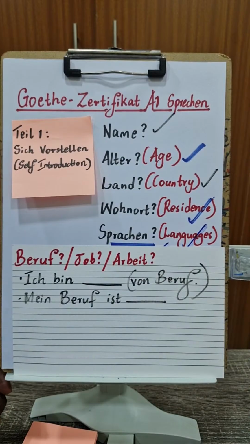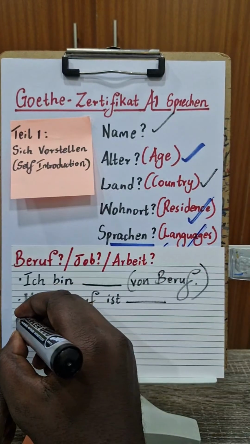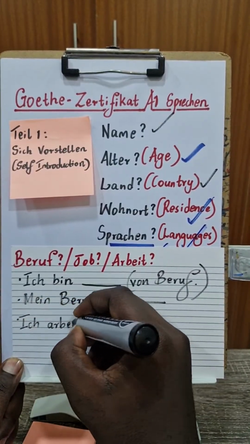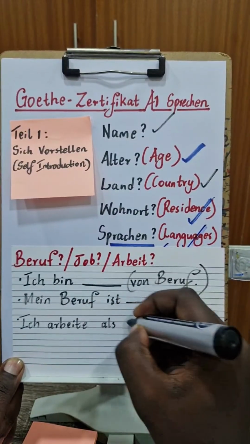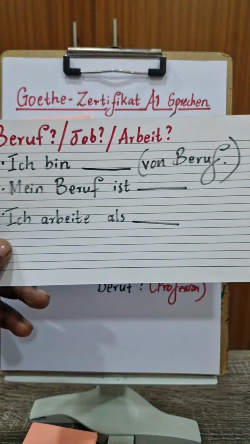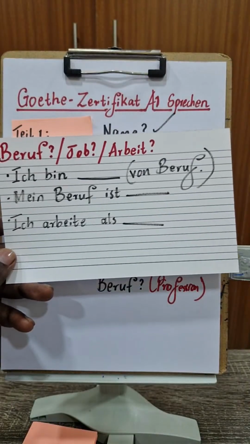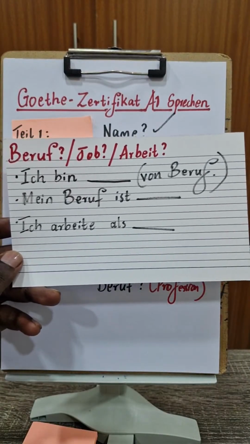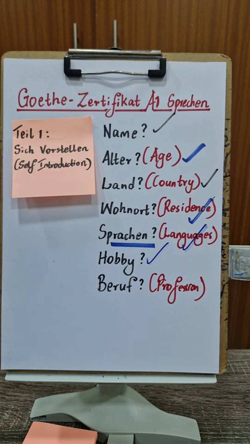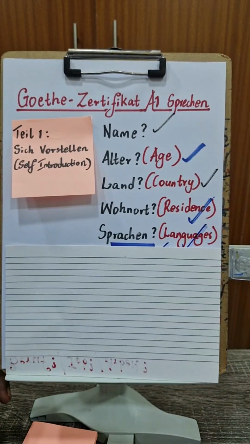The other one you can also say, I work as. Ich arbeite als. All right, so these are some of the ways you could say it. Ich bin dash von Beruf. Mein Beruf ist. Or ich arbeite als. I work as a, and then you state the profession. Now, of course, there are so many various types of professions. Let's just list a few. Go ahead and state in the comment section below, what are you by profession?